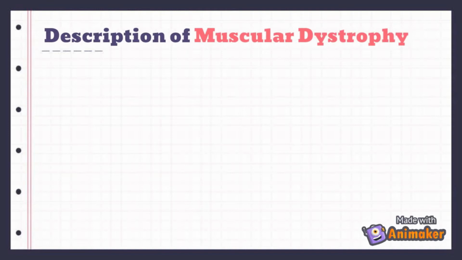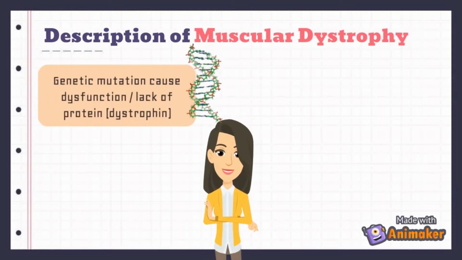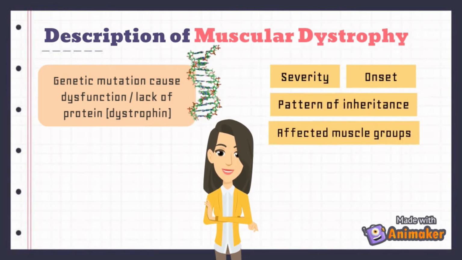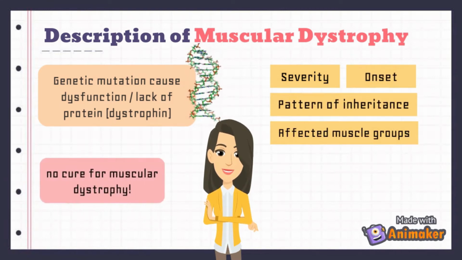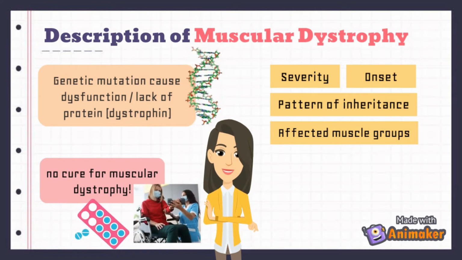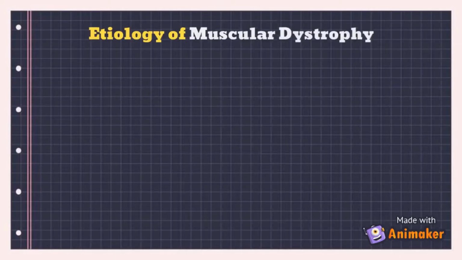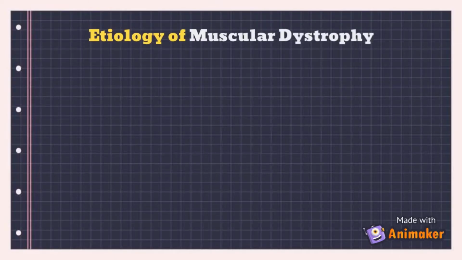Muscular dystrophy is caused by genetic mutation, due to dysfunction or lack of protein dystrophin that is essential to generate and protect muscle fibers. Each disorder varies in severity, age of onset, pattern of inheritance, and affected muscle groups and other organs. There is no cure for muscular dystrophy, but medication and rehabilitation programs can manage symptoms, slow the progression, and prevent complications. Do you know what the causes of muscular dystrophy are?